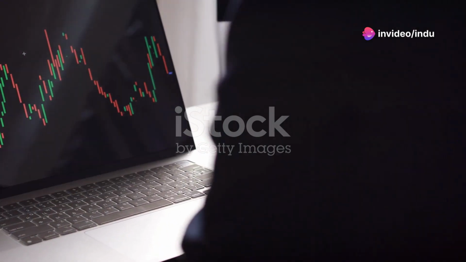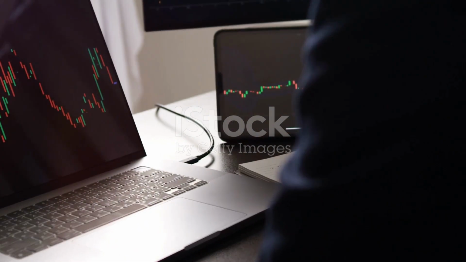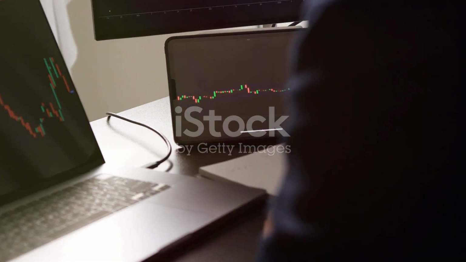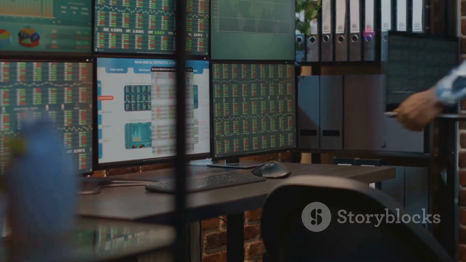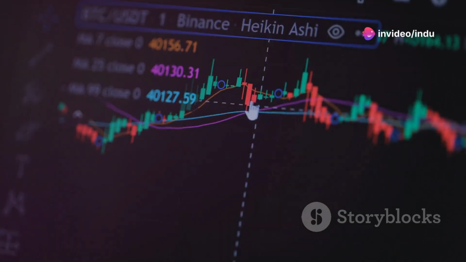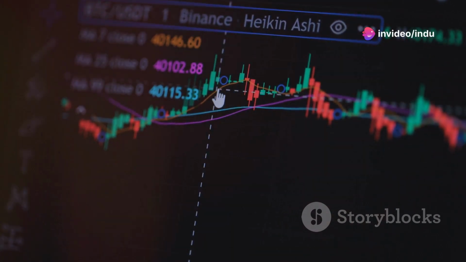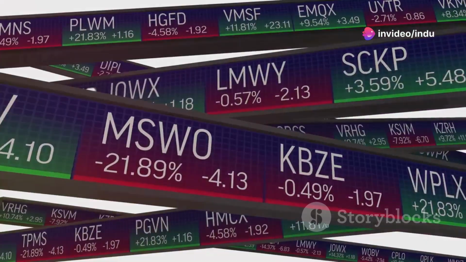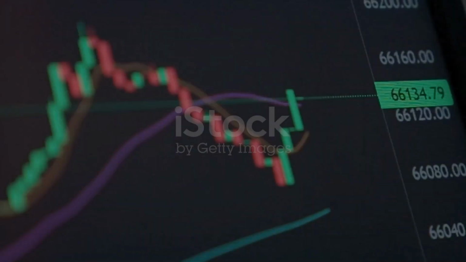Today, we're diving into a popular strategy used by traders to catch short-term moves in the market, the 20 EMA strategy. Whether you're trading stocks, futures, or Forex, understanding the 20 EMA can help you make better informed decisions. Let's break it down step by step.